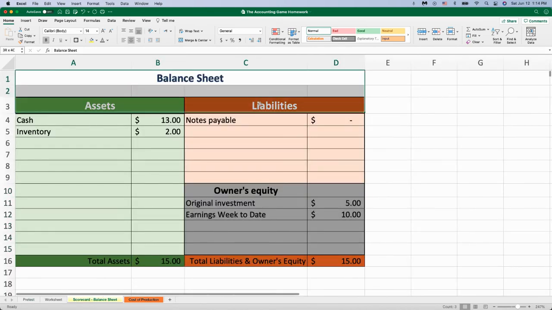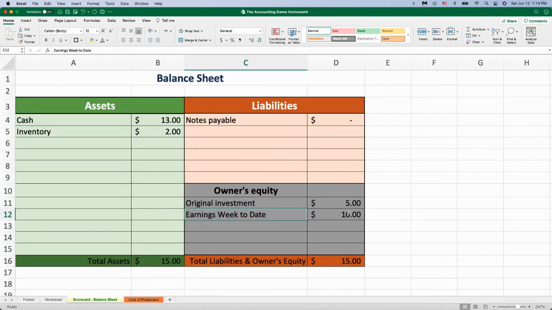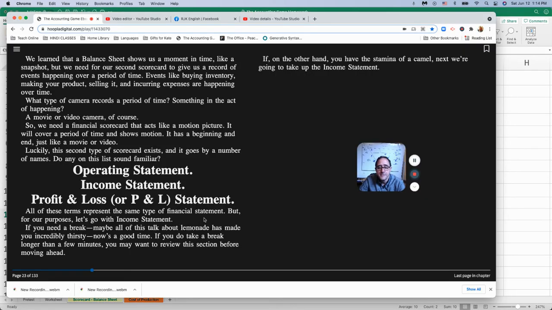We created a balance sheet, and here, earnings week to date, I would probably move that at some point into, no, I would keep that in owner's equity. It's all in owner's equity here. So we've learned all this, and we've realized the limits of what the balance sheet can do. We know we need another statement. Very, very useful. All right, so that's chapter 1.